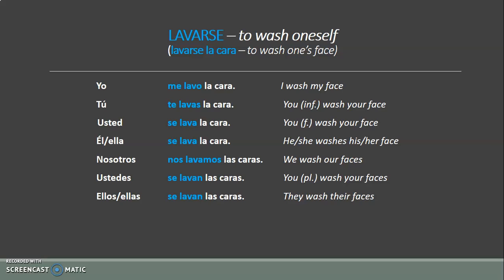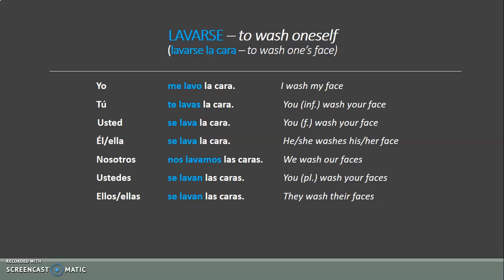You wash your face. But of course, this you is a formal you. The tú was informal. Él o ella se lava la cara. He or she washes his or her face. Nosotros nos lavamos las caras. We wash our faces. Ustedes se lavan las caras. You, plural, so like uno in patois, you wash your faces. Ellos, ellas se lavan las caras. They wash their faces.